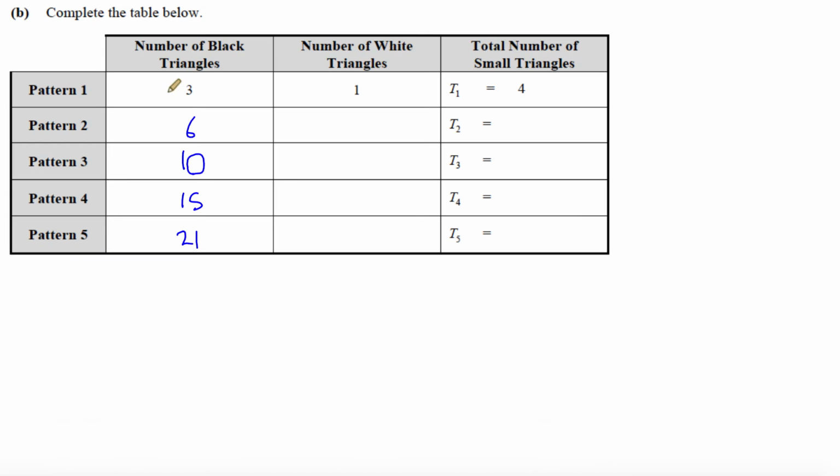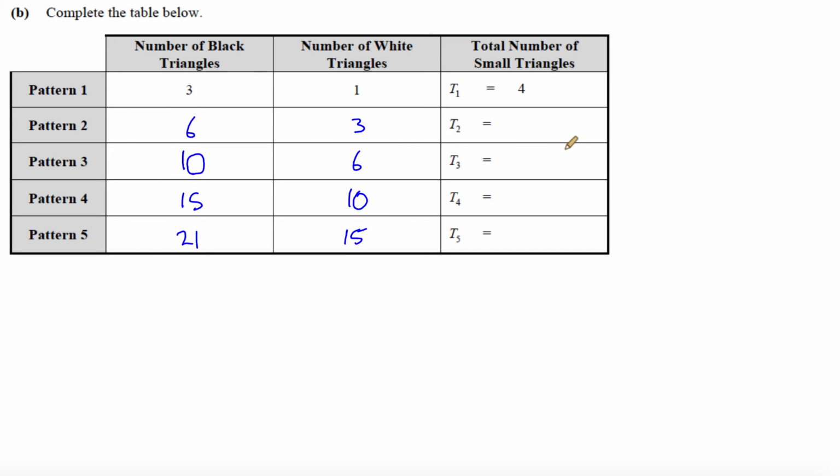So 1, 3, 6, 10. And again here you can see we're going up by 2, up by 3, up by 4. So now we're going to go up by 5. So that would be 15 for here.